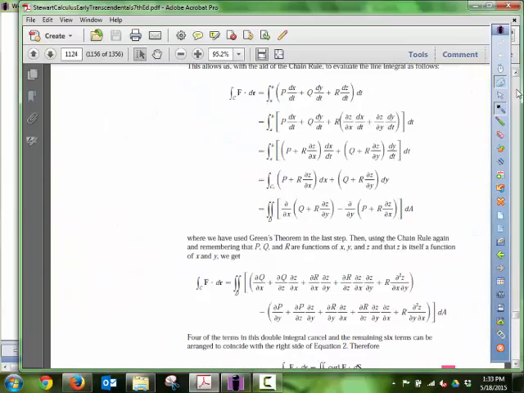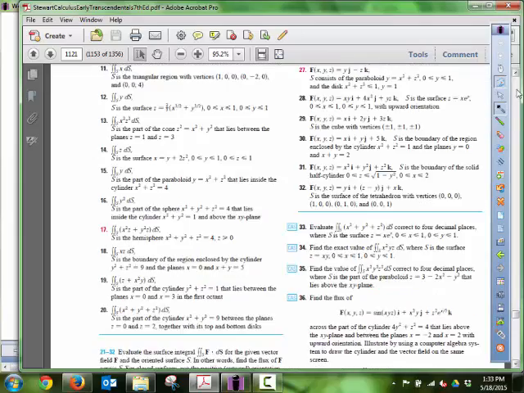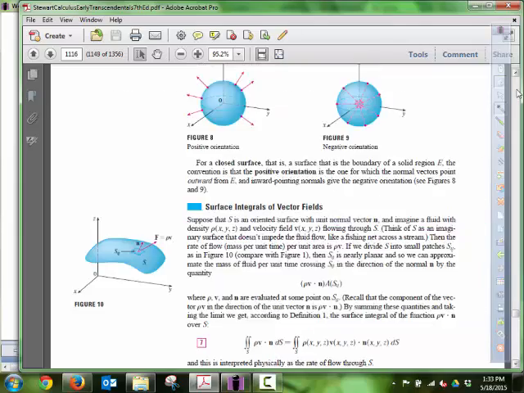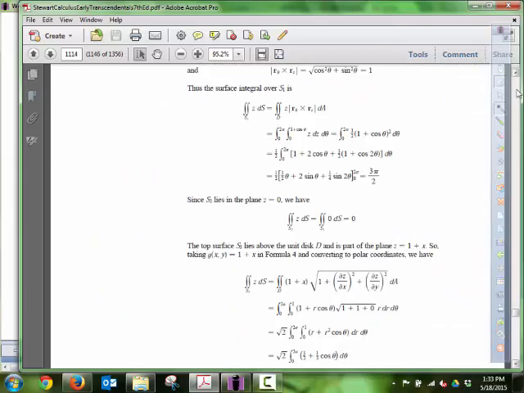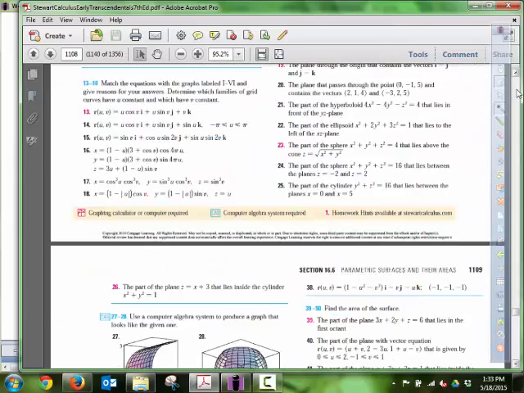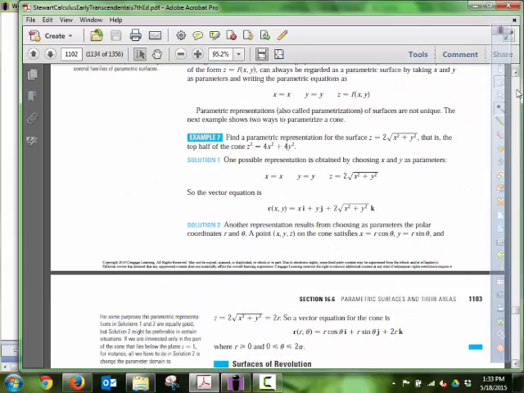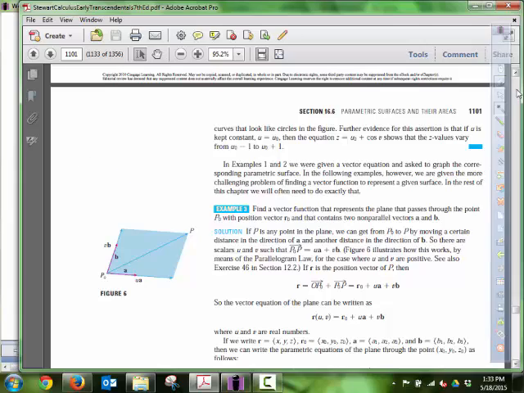Good thing I get a page of notes on the test, huh? Two pages of notes. So this is at the end of Green's theorem section.